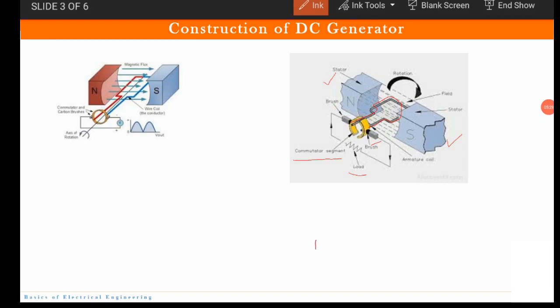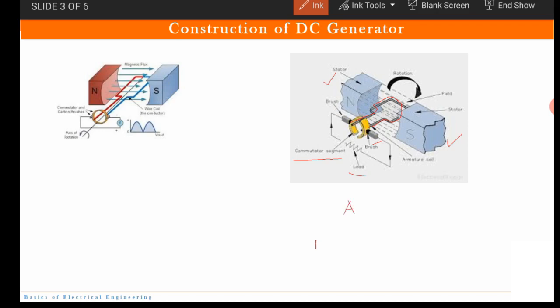Now this coil has two ends, right? The two ends of the coil are joined to slip rings or discs, and these discs are insulated from each other. Two collecting brushes are there, and they press against the slip rings. As I have already told you, the rotating coil is known as the armature coil, and the magnets are known as field magnets.